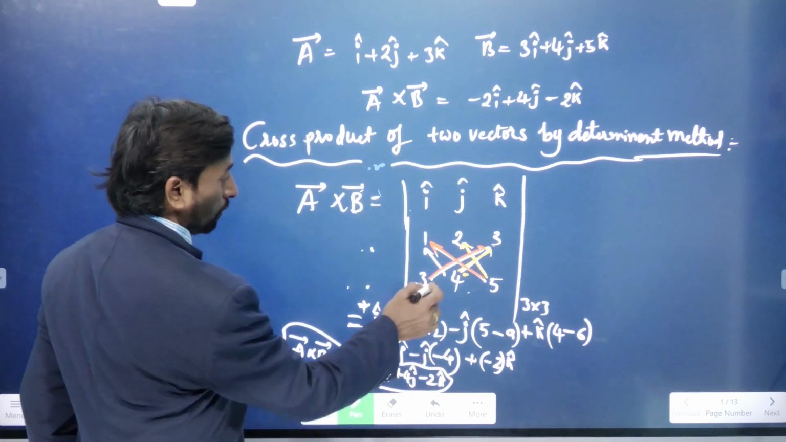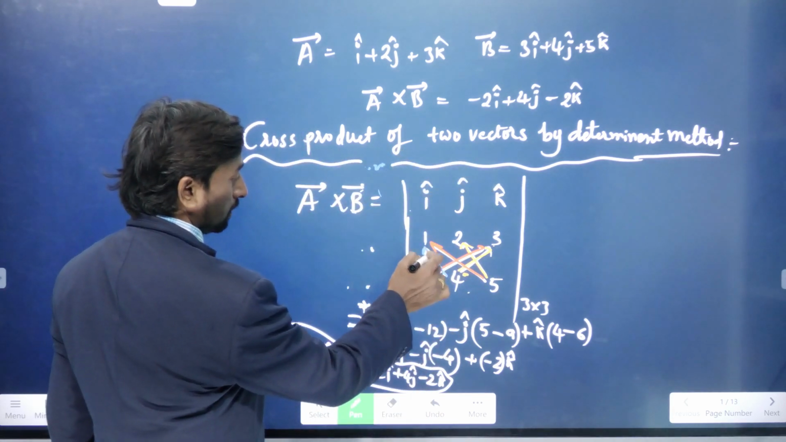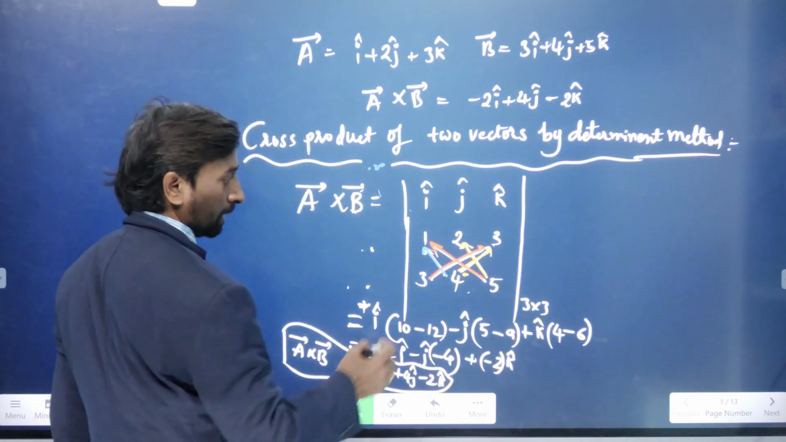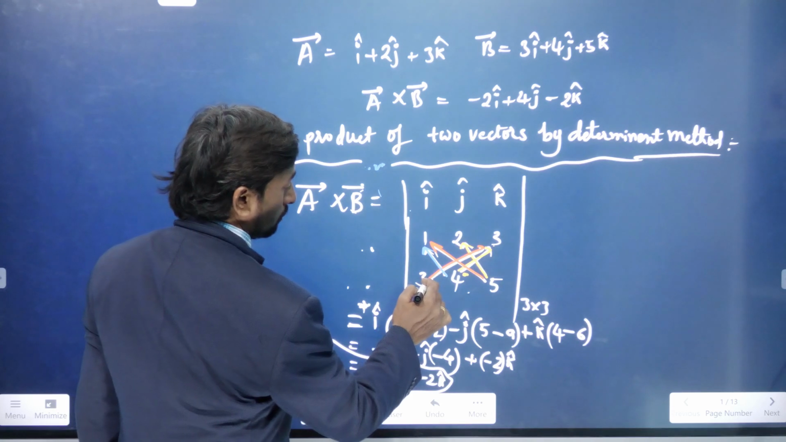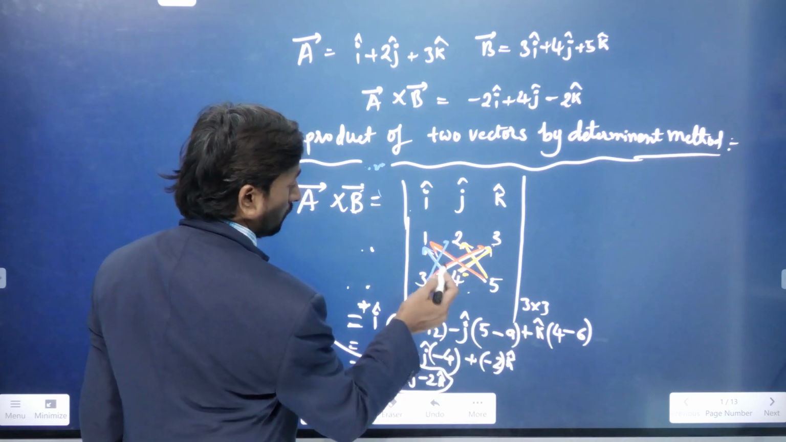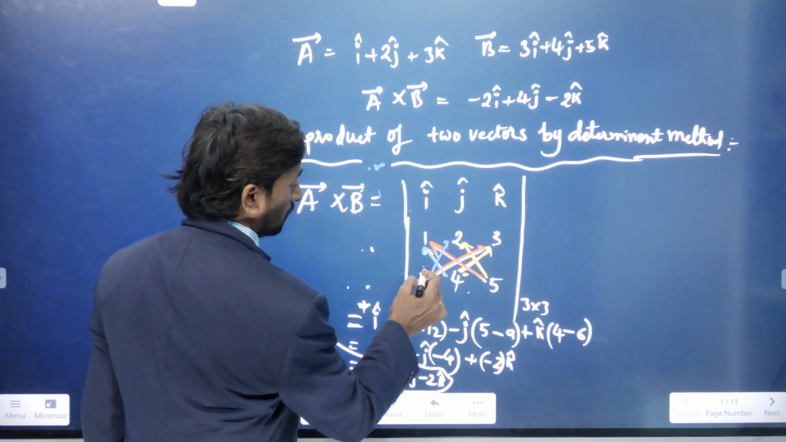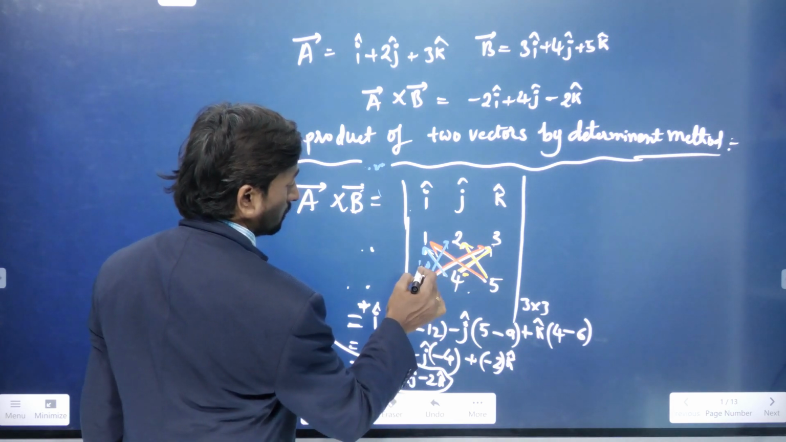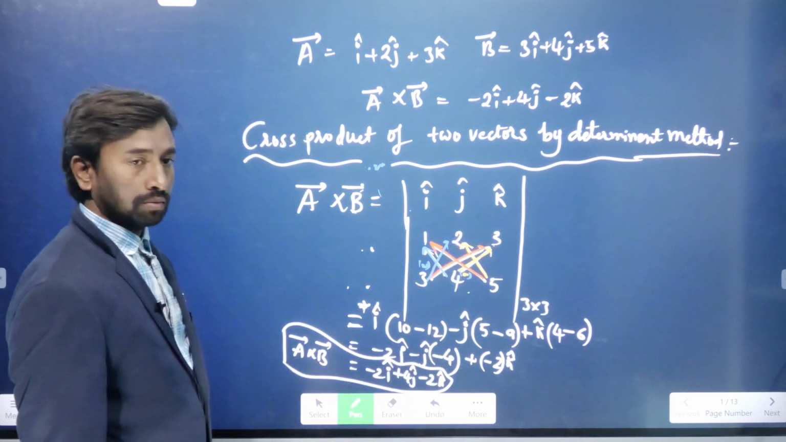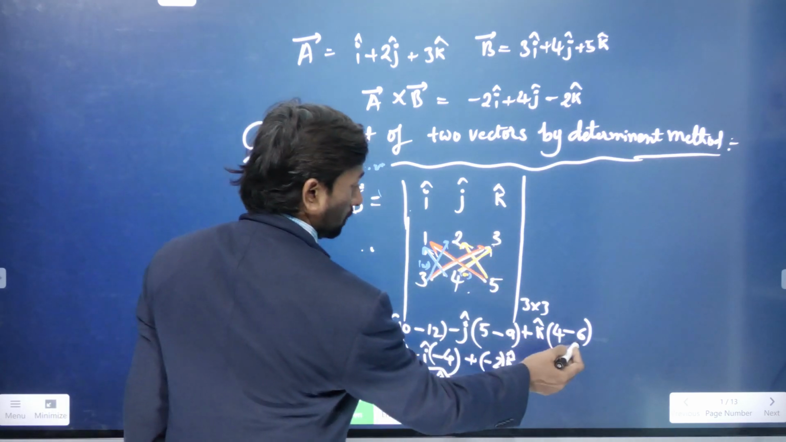Now 1 and 4 has to be multiplied. Then we'll get 1 into 4, we'll get 4 here. The next, this one, 3 into 2, minus 1 into 4 minus 3 into 2. Here we should do minus, so minus here also while doing this one. So we'll get here minus 6.